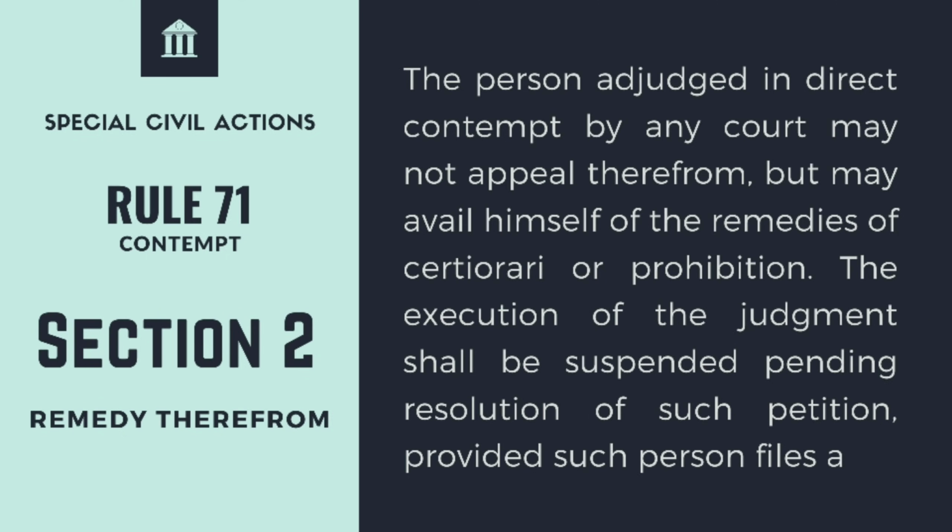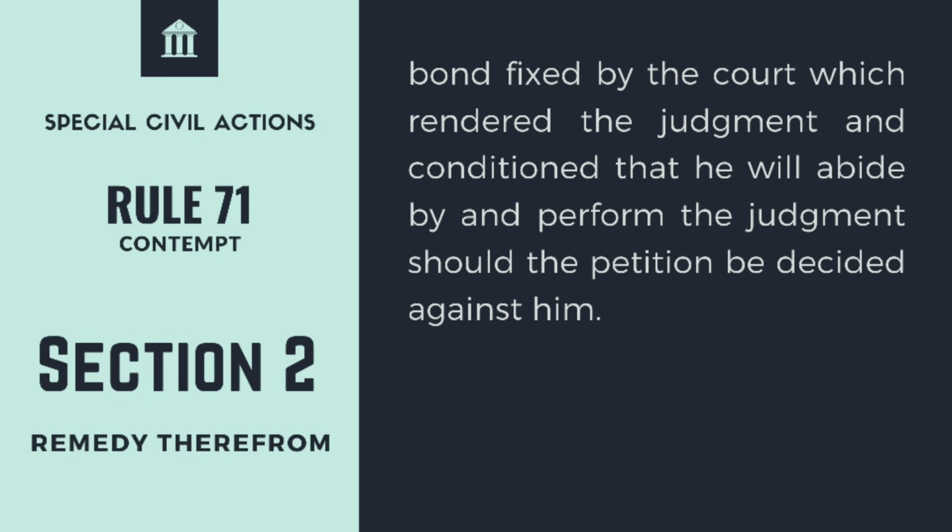Section 2. Remedy therefrom. The person adjudged in direct contempt by any court may not appeal therefrom, but may avail himself of the remedies of certiorari or prohibition. The execution of the judgment shall be suspended pending resolution of such petition, provided such person files a bond fixed by the court which rendered the judgment, and conditioned that he will abide by and perform the judgment should the petition be decided against him.